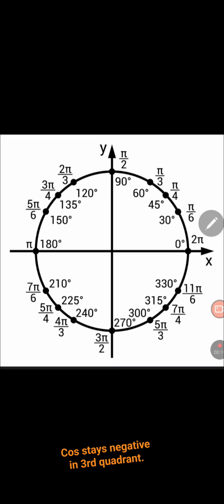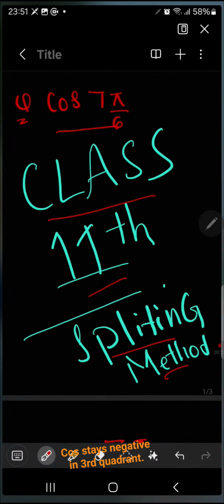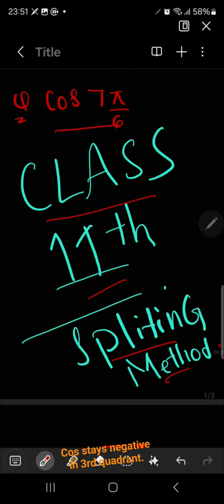So how does that happen? We are going to learn. So this is a class 11th question, so let us focus on this now. Nothing hard here. Cos 7 pi by 6, class 11th question, splitting method. Okay, now how to do this? Do we have any idea about this?